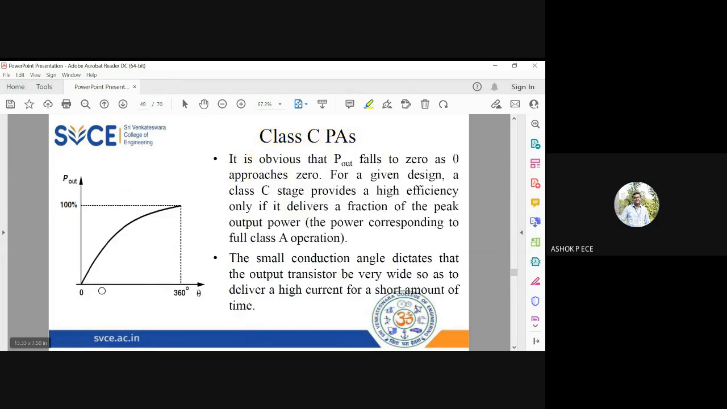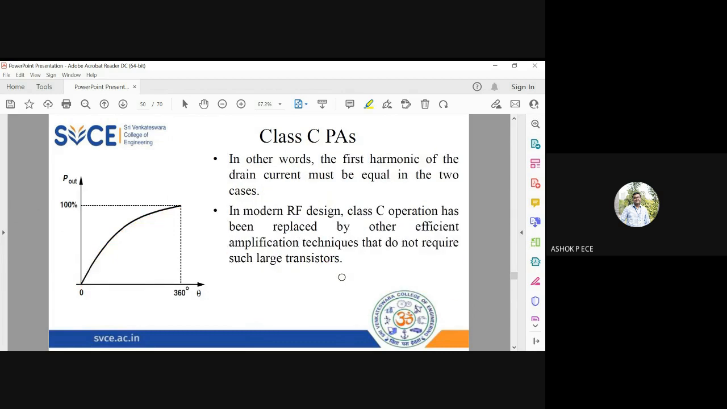And you can see that as the conduction angle increases from 0 to 360, the output power will also increase because the transistor becomes more and more linear. So as the conduction angle increases, the output power increases significantly. In other words, the harmonics will start reducing and the transistor becomes more and more linear. So in modern cases, class C has been replaced by other efficient amplification techniques, because even though class C has 100% efficiency, it is not used because it produces unnecessary non-linear harmonics in your signal.